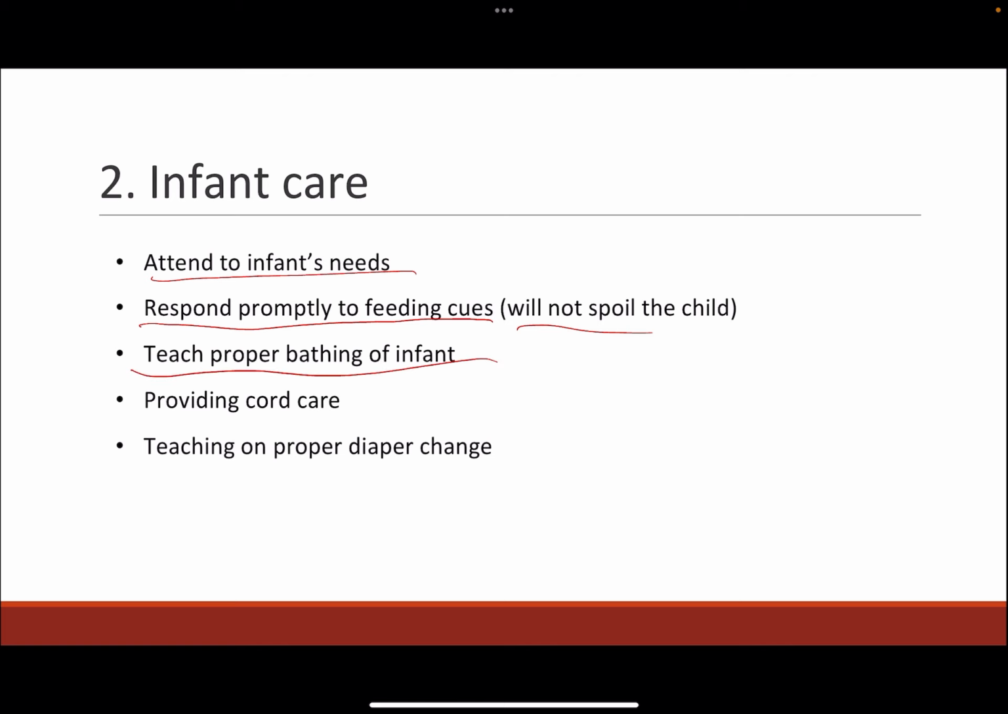Teach proper bathing of the infant para hindi madaling maano si baby, and how to carry the baby, and then provide cord care. So para yung umbilical cord ni baby is dry and hindi mabaho. Teach on proper diaper changes. So, diba, if you have your diaper, hindi natin pwede takpan ang kanyang cord.